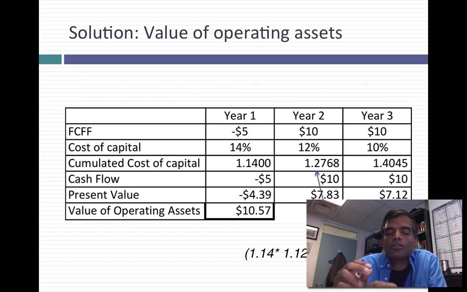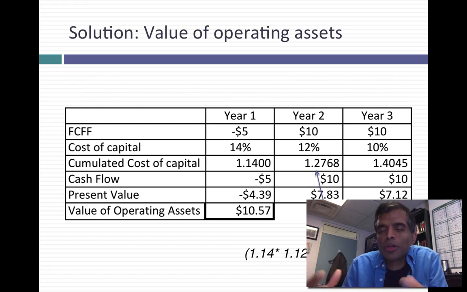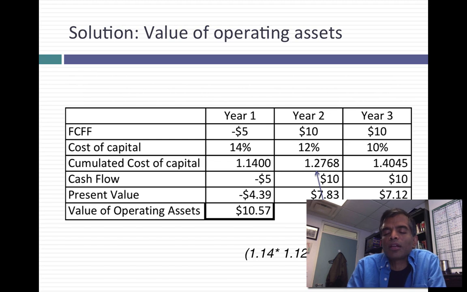I cannot discount back year 2's cash flows by taking 1.12 squared, which is what we usually do when we do discounting. I have to take 1 plus the first year's discount rate times 1 plus the second year's discount rate, giving you 1.2768. Now you can already see for year 3 then, you'll have 1.14 times 1.12 times 1.10. That is your discount factor. You divide your cash flow by that discount factor, you're going to get a present value. Add those present values up, you got a value for the operating assets of this company.